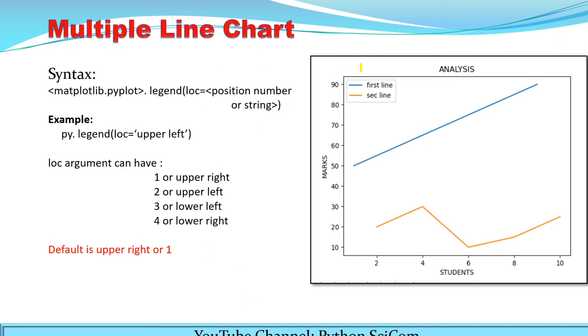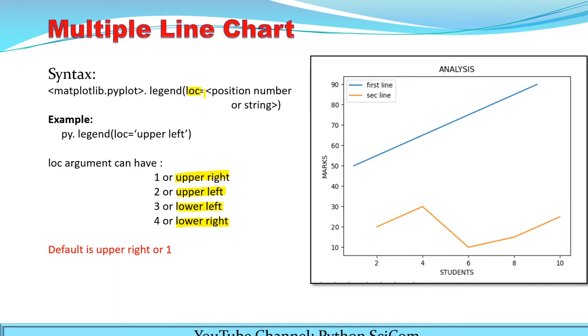Now this legend can be represented along the various corners of the chart. So it can be represented on the upper right corner, or on the upper left, or on the lower left, or on the lower right corners. So we can use the attribute LOC. Clear? It is for the location of the legend.